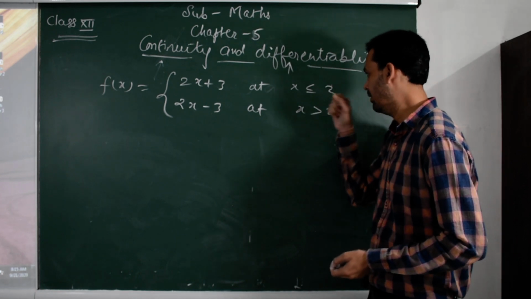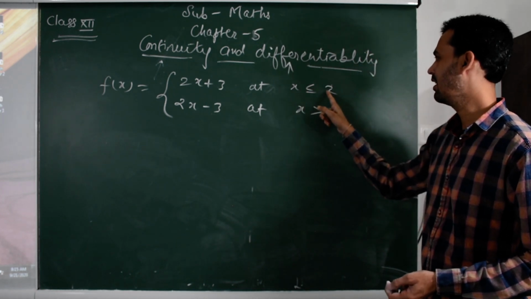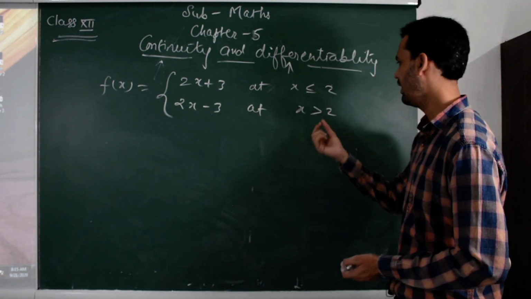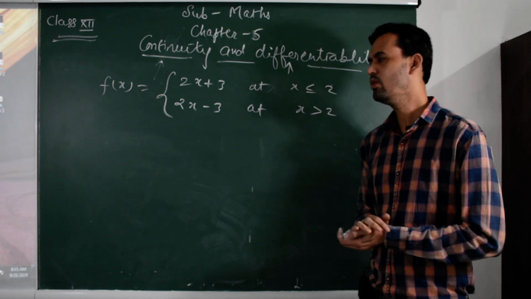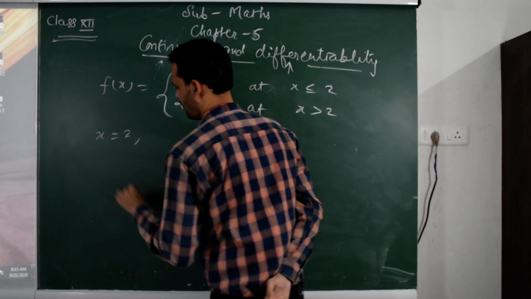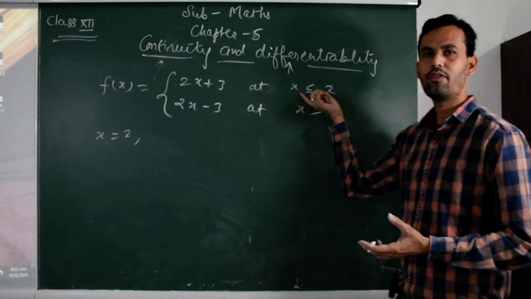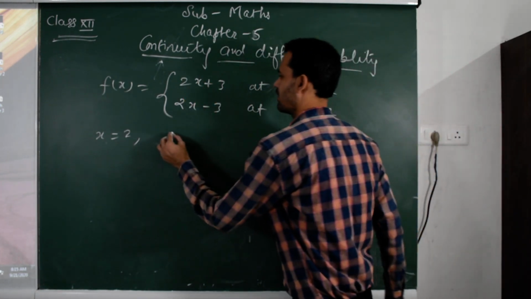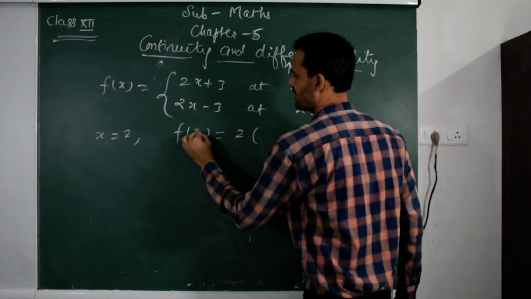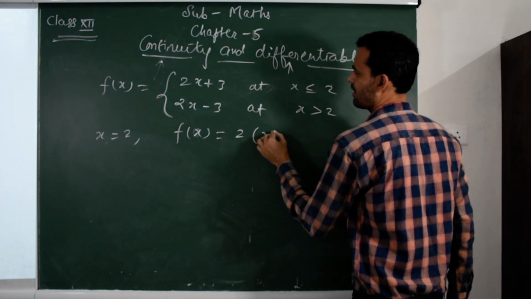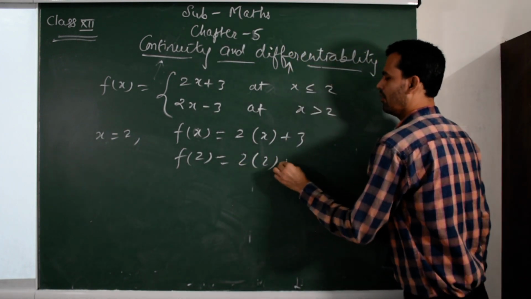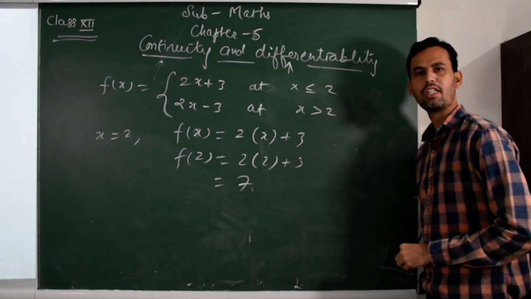It means at x less than or equal to 2, the value is 2x plus 3, and at x greater than 2, its value is 2x minus 3. So, first we take x equals 2. At x equals 2, the function's value is 2x plus 3. So, f(2) equals 2 into 2 plus 3, value is 7.